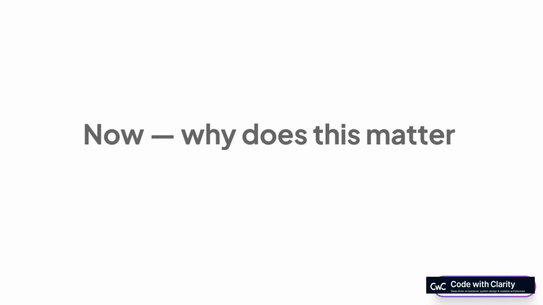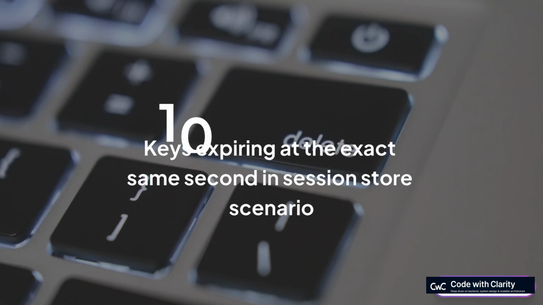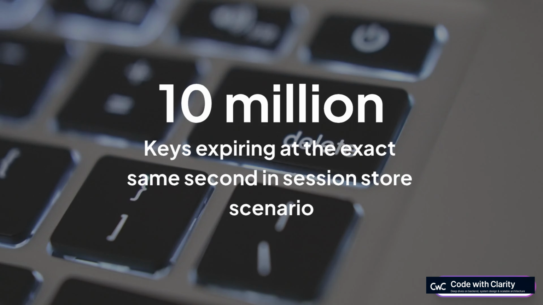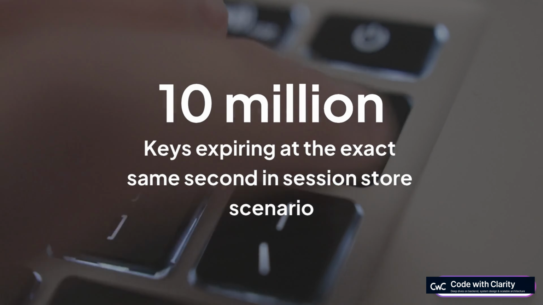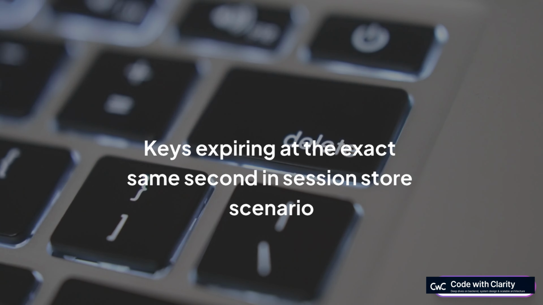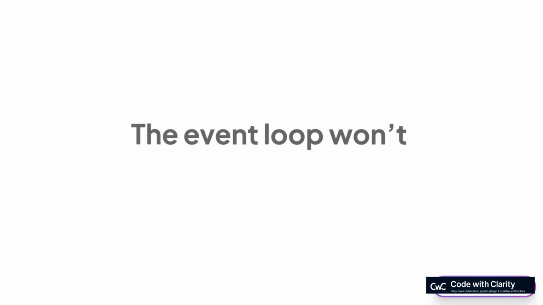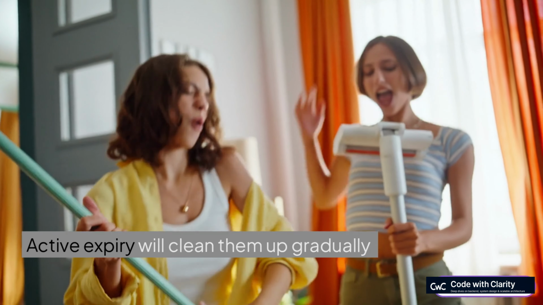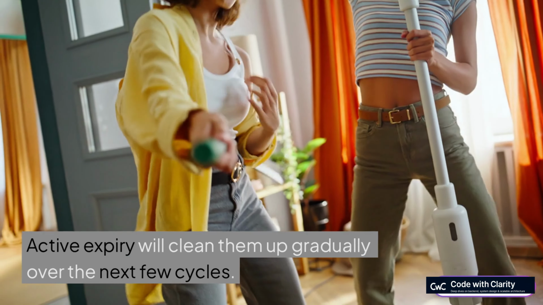Now, why does this matter in practice? It means if you have 10 million keys all expiring at the exact same second, a common pattern with session stores after a bulk import, Redis will not try to delete all 10 million at once. The event loop won't freeze. Active expiry will clean them up gradually over the next few cycles.